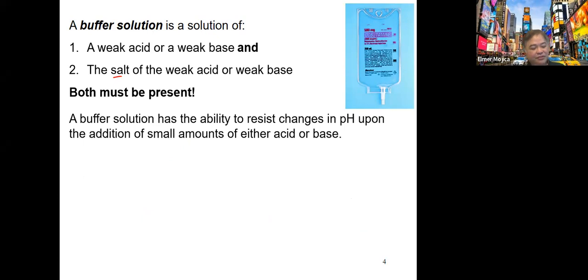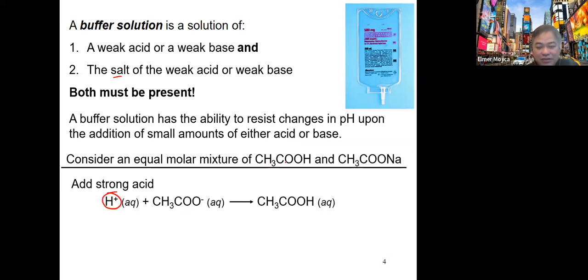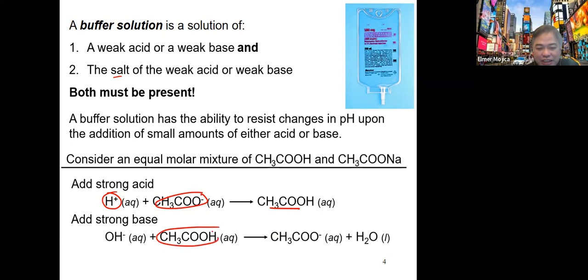Now, what do buffers do? They resist drastic pH change. They neutralize any added acid or base. How? By looking at the reaction. If you have equal molar acetic acid and sodium acetate and you add a strong acid, what will react with it? The conjugate base, producing the acid. If you add a base, the one that will react with it is the weak acid, producing its conjugate base. That is the mechanism of the buffer.